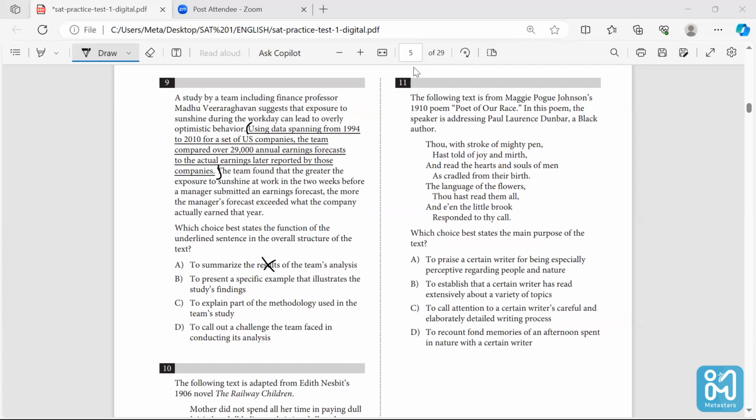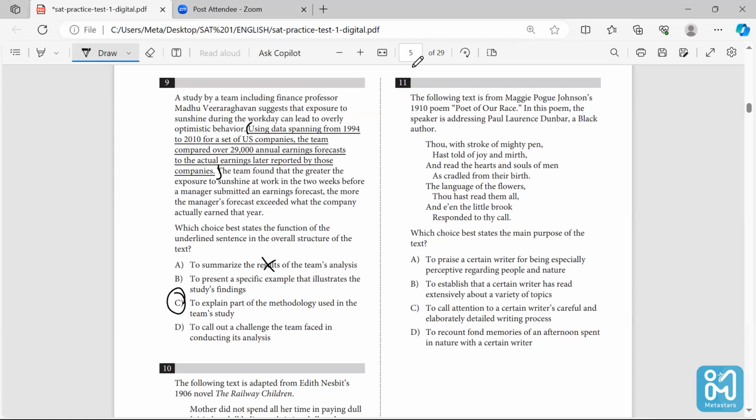That illustrates the studies' findings. Thank you so much, Ali. I need to just look at that. Basil, go ahead. The answer is C, to explain part of the methodology used in the study. Why would you choose C, my friend? Quickly.